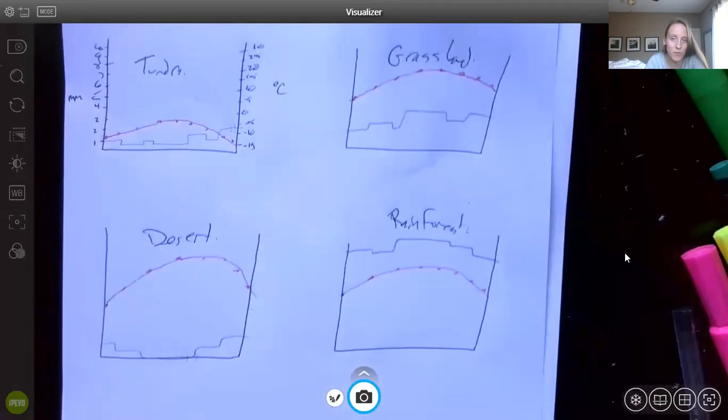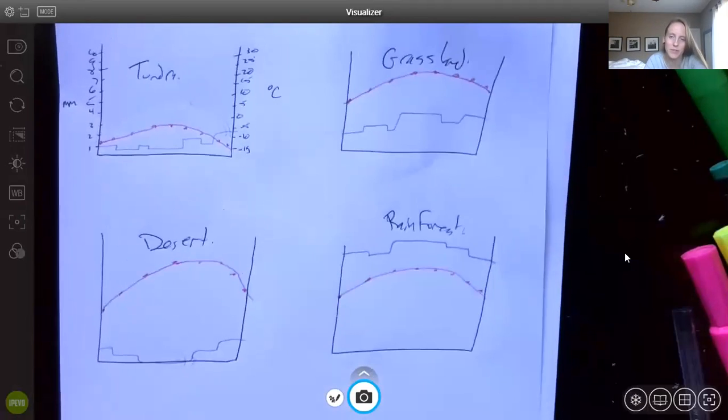These are the only 4 of these 6 biomes that you need to be able to identify using a climatograph. You will not be asked to identify the boreal forest or the deciduous forest because they're just too hard to tell apart. Okay, that's it for today's lesson.